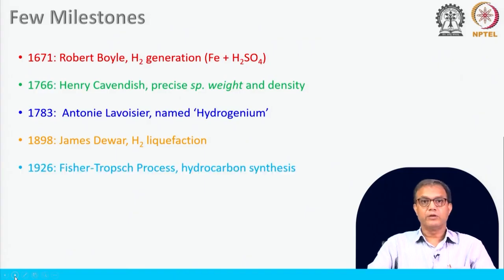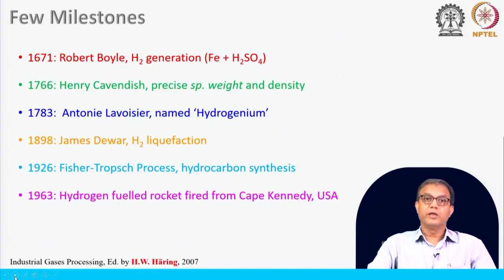Subsequently, in 1926 the Fischer-Tropsch process came for production of liquid hydrocarbons, and the first hydrogen fueled rocket was fired by the USA in the year 1963. So, these are some of the milestones; it has a long history, and we are now in the 21st century trying to figure out this hydrogen economy or hydrogen technology for our future application.